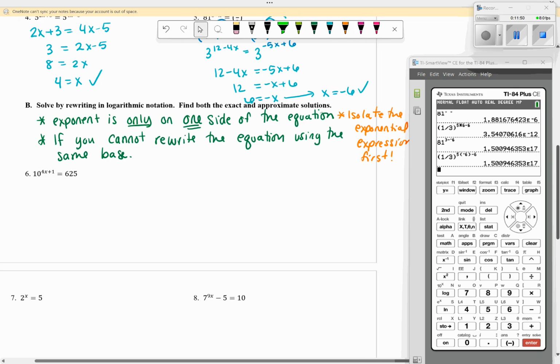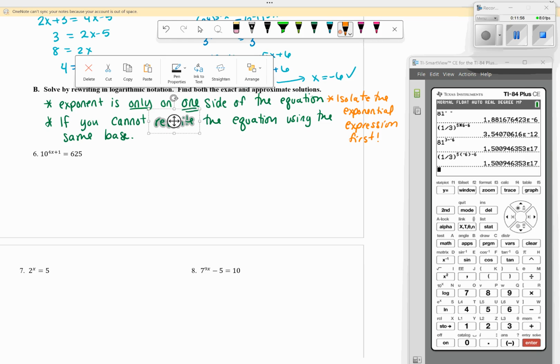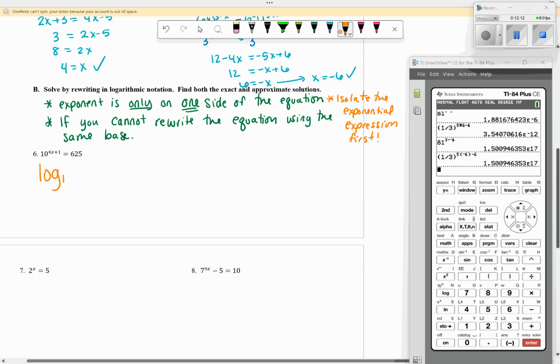So what is the exponential expression? The exponential expression is the base with the exponent. So you always want to make sure that that is by itself on one side of the equal sign before you can rewrite this in logarithmic form. So right now I have 10 to this power, and it equals 625. So this would be rewritten with 10 as the base, so in log form, log base 10. The argument of the log is going to be 625, is equal to the exponent 4x plus 1. Because remember, the answer to a log is the exponent.